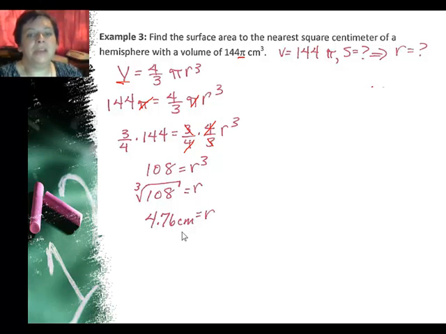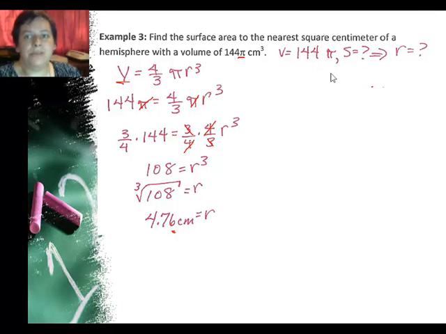Okay, so my calculator gave me 4 76/100ths of a centimeter. I went ahead and tried to get this out. I know it says the nearest square centimeter on surface area, but I want to get it out a couple of places just to keep the accuracy.